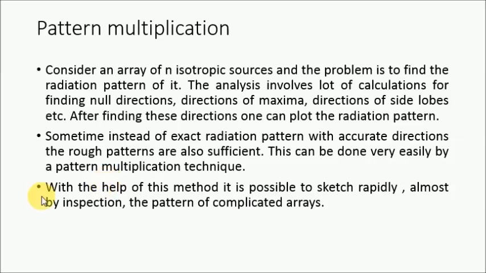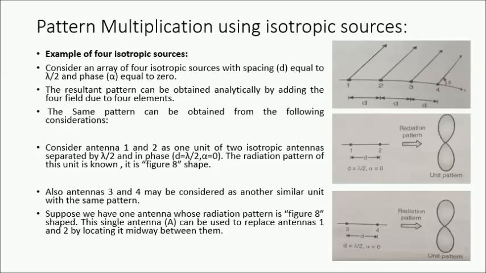Consider one case here, that we have 4 isotropic sources. So 1, 2, 3, 4, these are the antenna sources here, and each antenna in the array is separated by a small distance d, and the angle is phi. Here consider the array of isotropic sources with spacing d equal to lambda by 2, and phase alpha equal to 0.